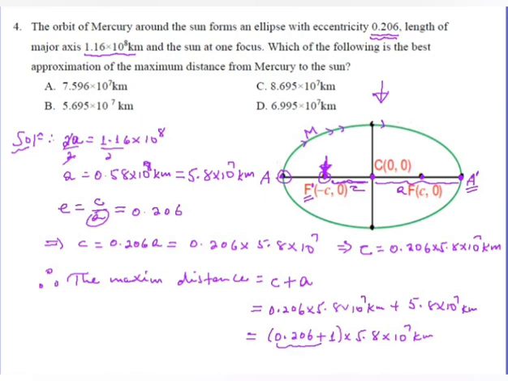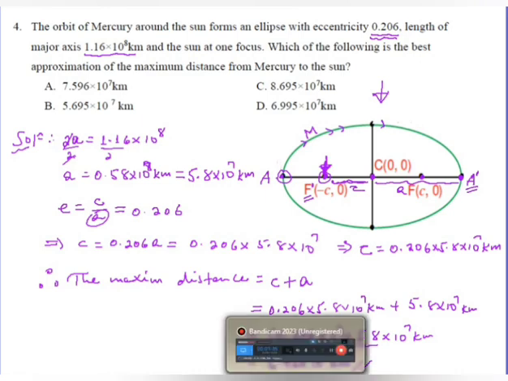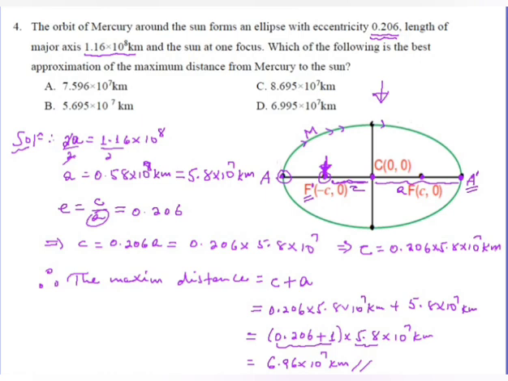So this value is 1.206, and you multiply this by 5.8, the result will be approximately 6.96 times 10 to the power of 7 kilometer. This is the maximum distance from the sun to the Mercury. Therefore, our answer will be D.